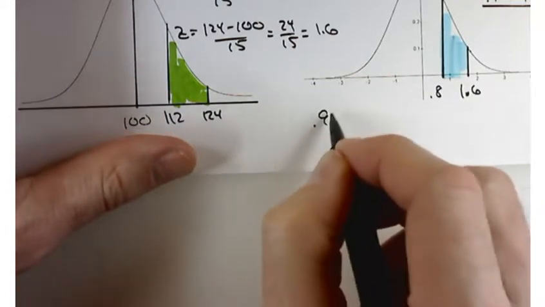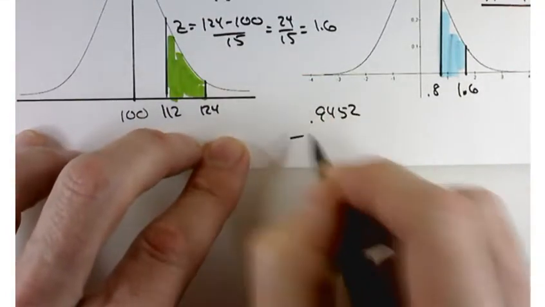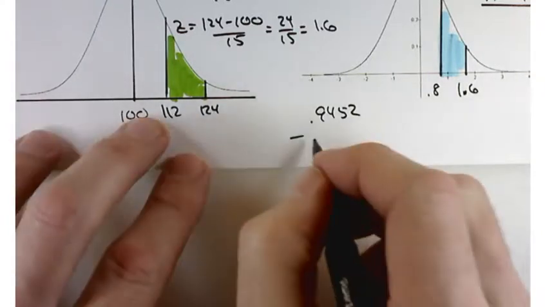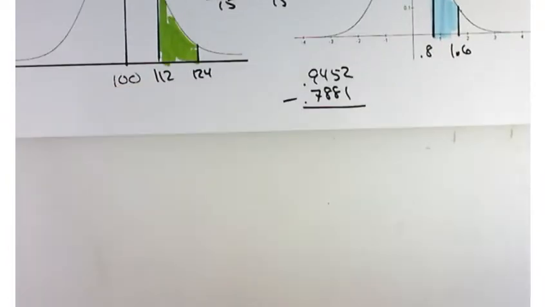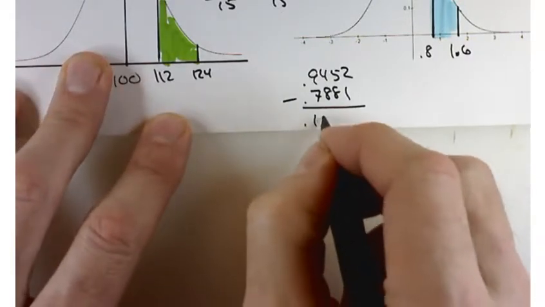Okay, so let me try it down here. 0.9452. And was the other one right? 0.7881. Okay, so 0.1571.